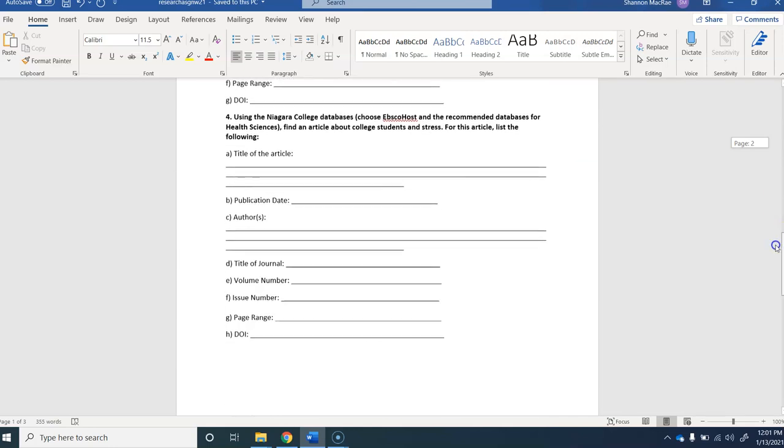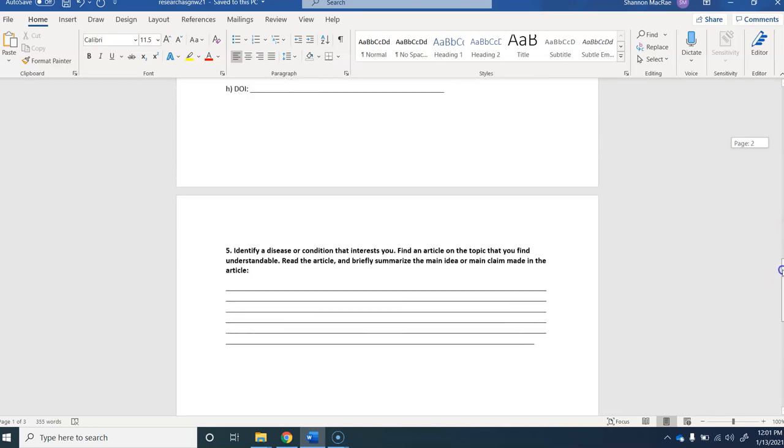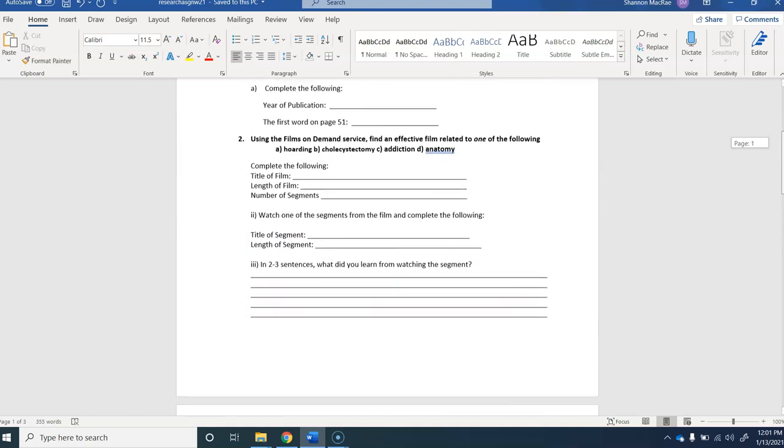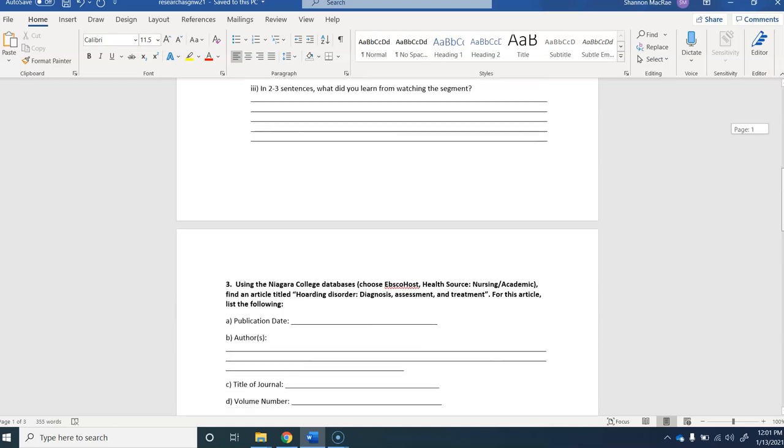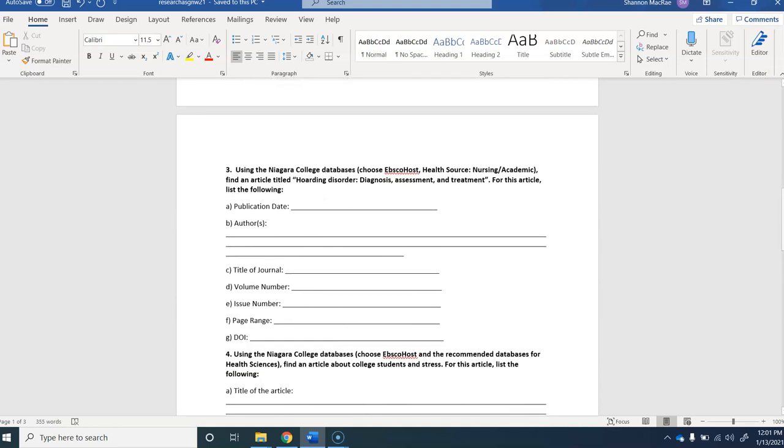Questions number 3, 4, and 5 are all based on using the databases for medical articles. For question number 3, I'm asking you to find a specific article, and I've only given you the title of the article. The article is titled Hoarding Disorder, Diagnosis, Assessment, and Treatment. You're going to find this in EBSCOhost using the sub-database Health Source Nursing Academic.